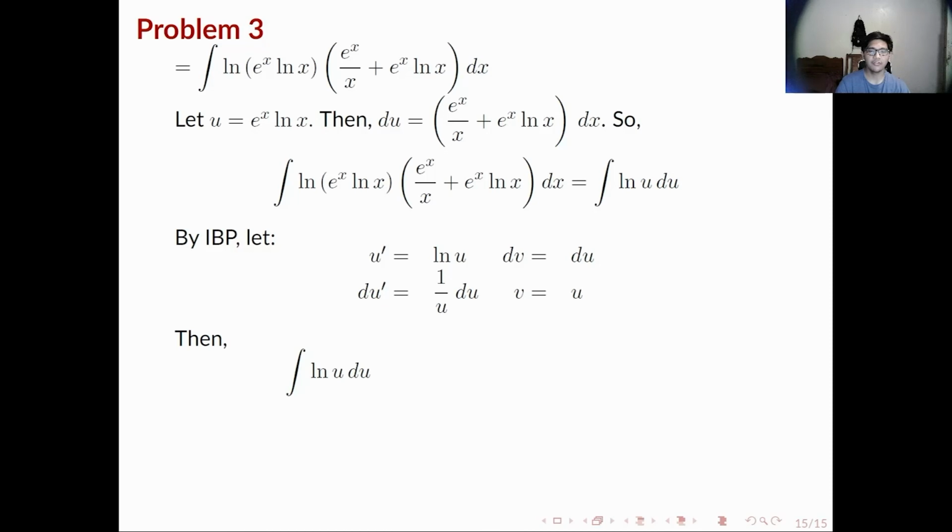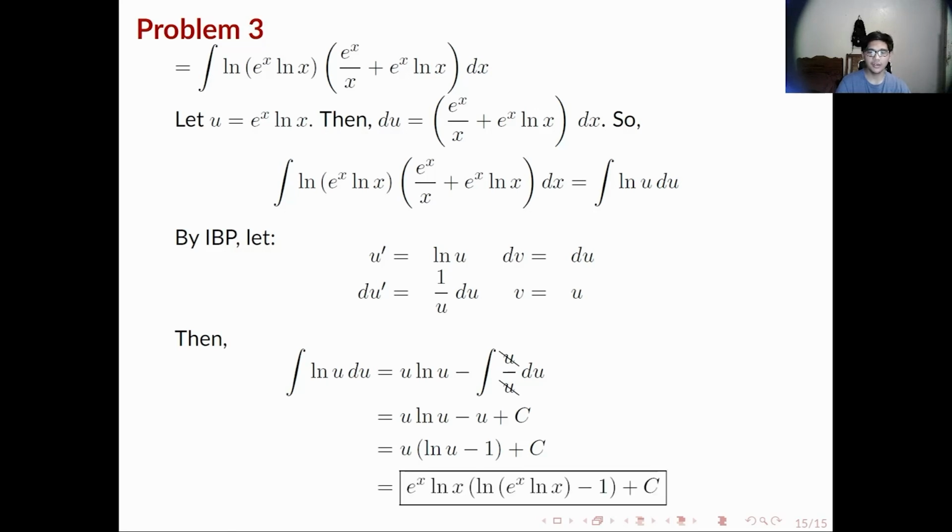Therefore, ang integral of ln u du is equal to u times ln u minus the integral of u over u du. So we cancel out yung u over u. Now we have u times ln u minus u plus c. Simplifying this, we have u times ln u minus 1 plus c. Ngayon, substitute natin. And we have e to the x times ln of x times ln of e to the x times ln of x minus 1 plus c.